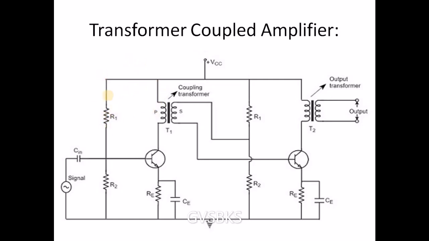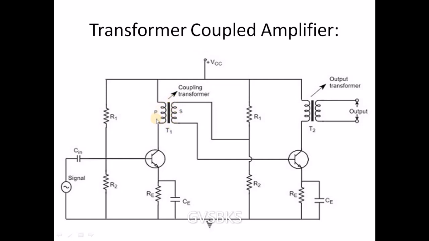In this circuit we can observe that R1, R2 and RE provide the biasing for the circuit, and CE is the emitter bypass capacitor. Here you can observe a similar stage is present here also. So it is a double stage amplifier, and instead of the RC resistor we have used the transformer.